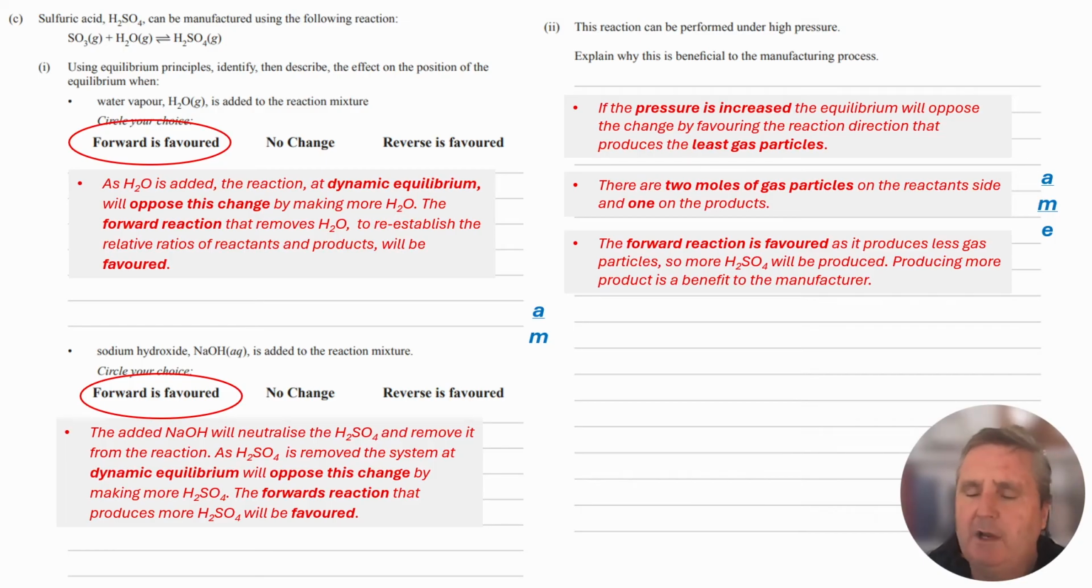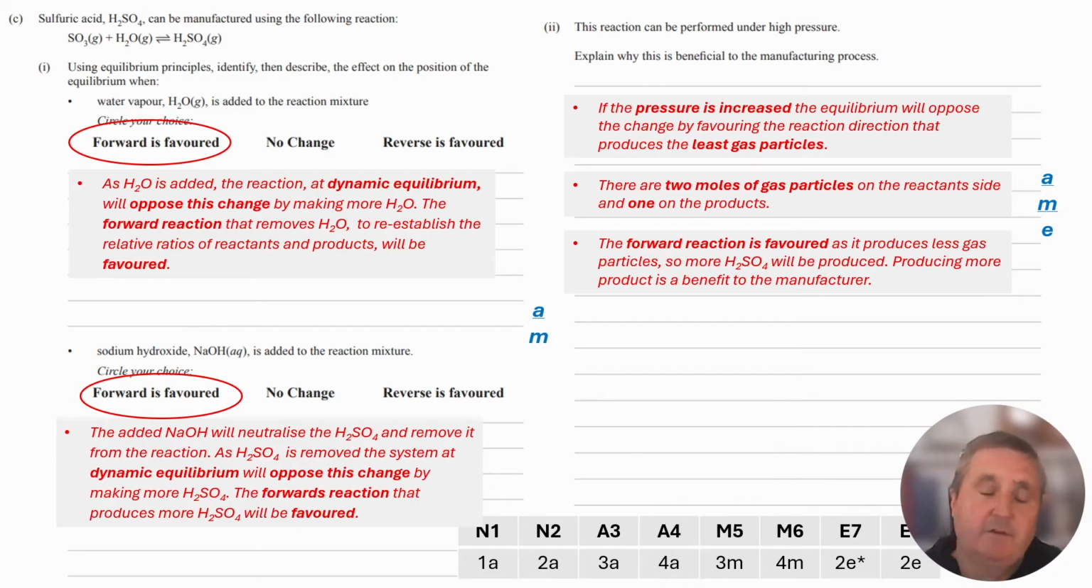So that's achieved, merit, or excellence. If you identify it will favor the product, you get an achieved grade. If you can explain that it favors the side with fewer gas particles, then that's your merit. If you can fully justify it by linking it to the example you're given, a manufacturing process that will produce more sulfuric acid, you're at excellence.